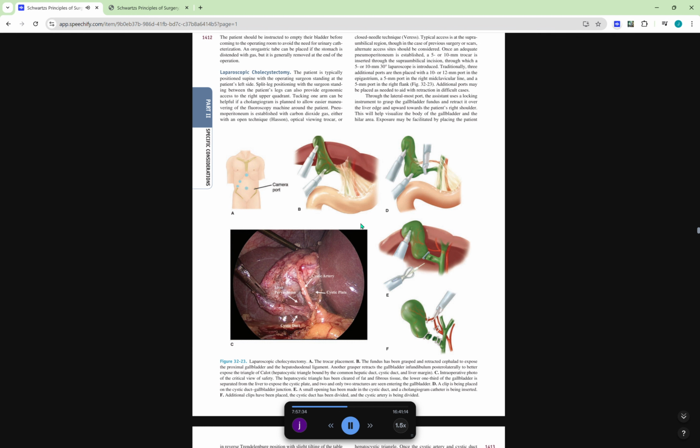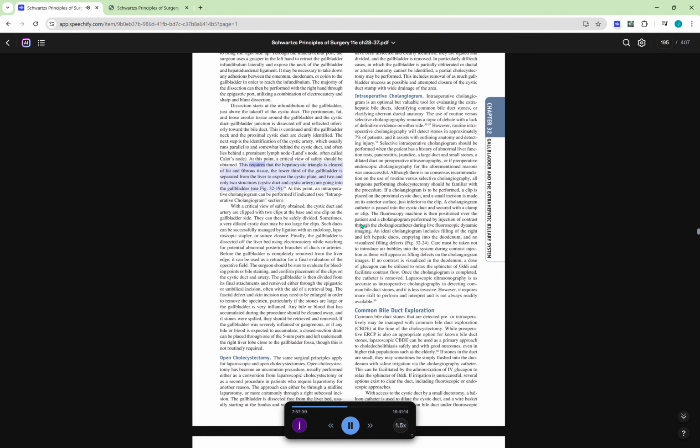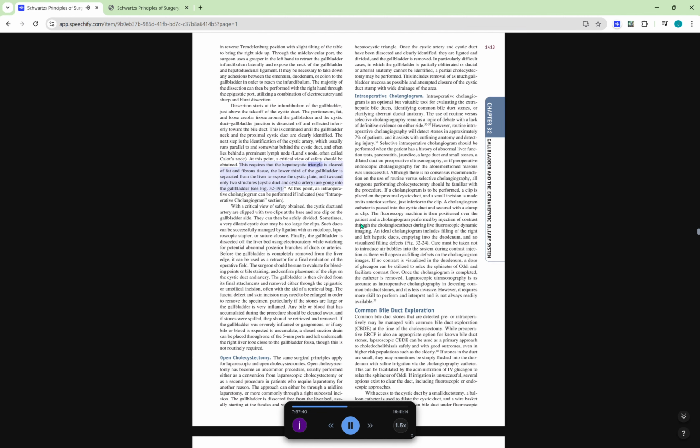The next step is the identification of the cystic artery, which usually runs parallel to and somewhat behind the cystic duct, and often lies behind a prominent lymph node. At this point, a critical view of safety should be obtained. This requires that the hepatocystic triangle is cleared of fat and fibrous tissue. The lower third of the gallbladder is separated from the liver to expose the cystic plate, and two and only two structures are going into the gallbladder. At this point, an intraoperative cholangiogram can be performed if indicated.